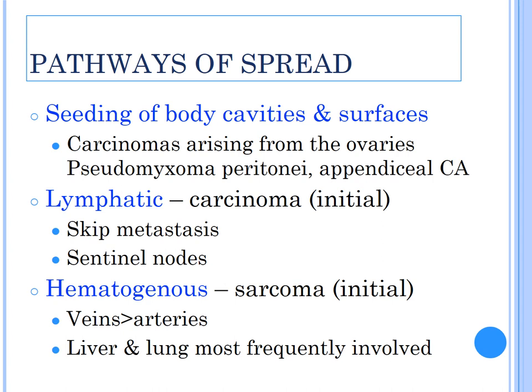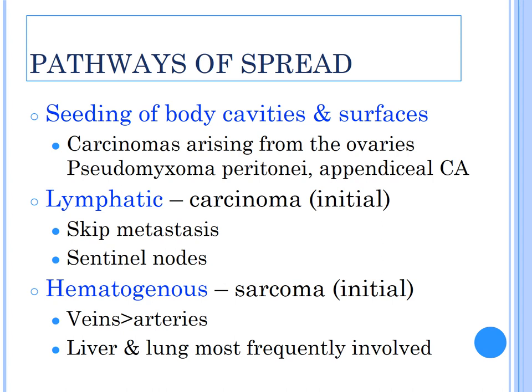Now, hematogenous, the initial is for sarcomas. And in sarcoma, you have the mesenchymal components that will go into the bloodstream, and like in the diagram, it will have to go with the blood. And if it goes with the blood, usually it will attack first the veins, because the veins have thinner walls. So, the right side of the heart, they go to the lungs. That is why the lung is very frequently involved.